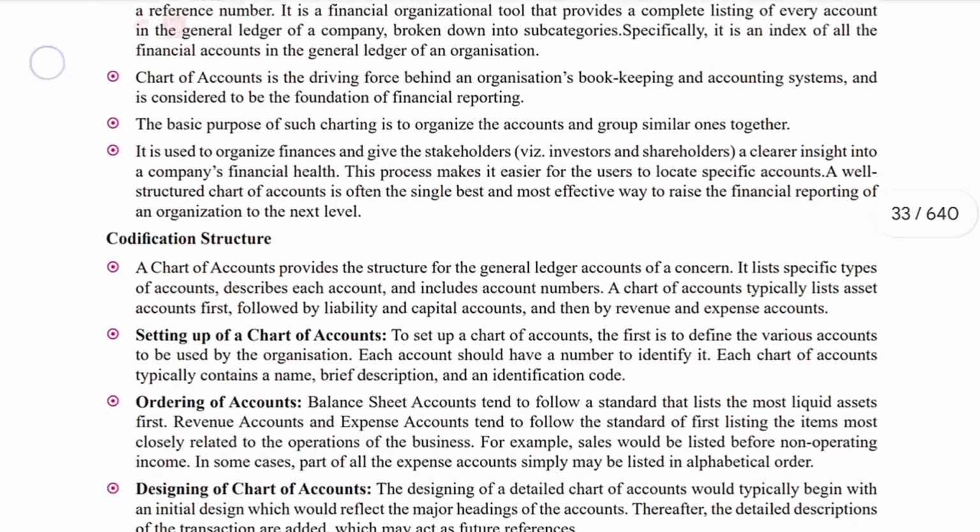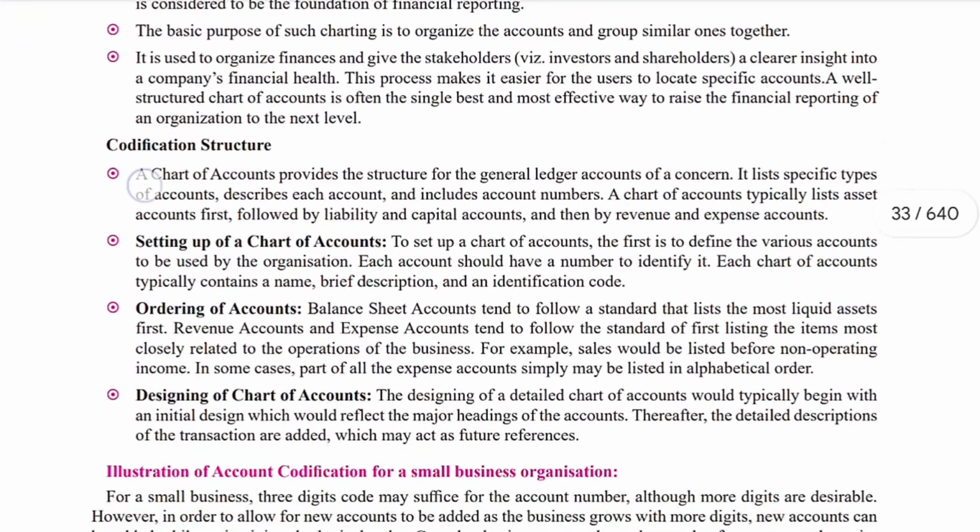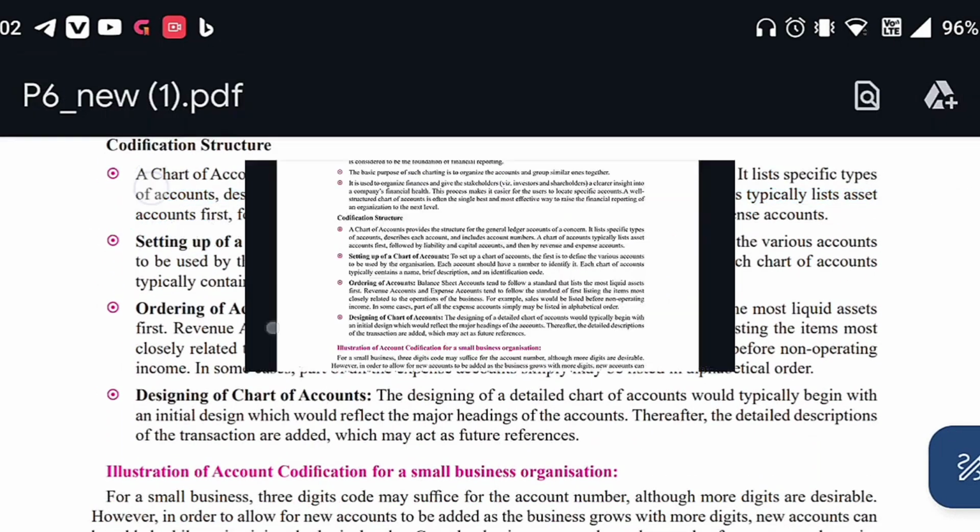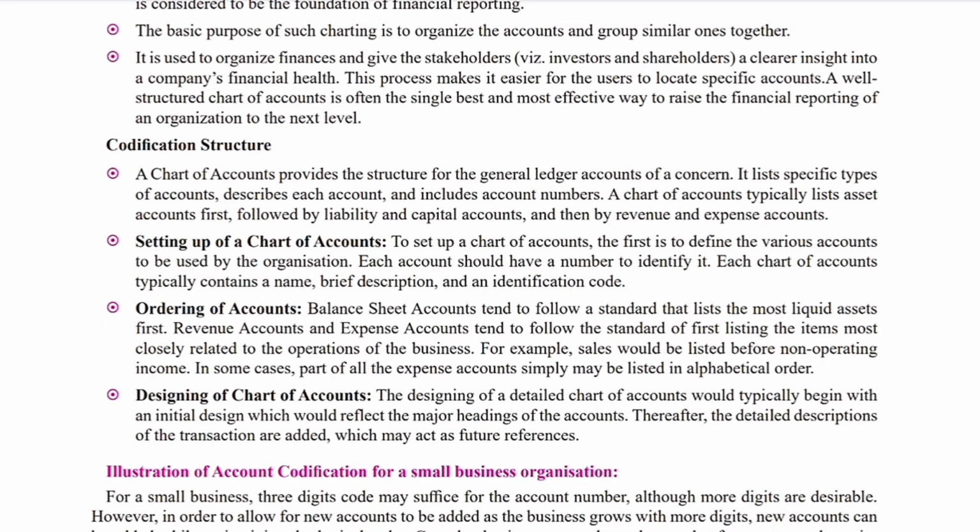Next, we are going to see codification structure. What is codification structure? Codification structure is actually talking about how to set up a chart of accounts. We learned what a chart of accounts is: a list that helps organize a company's financial records, like a folder that keeps all financial accounts in order. We also provide them with a specific number and all. We already talked about it, right?